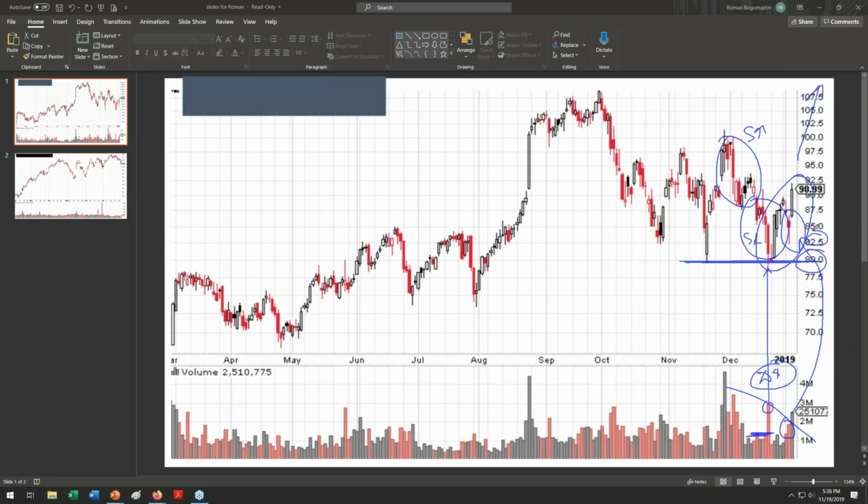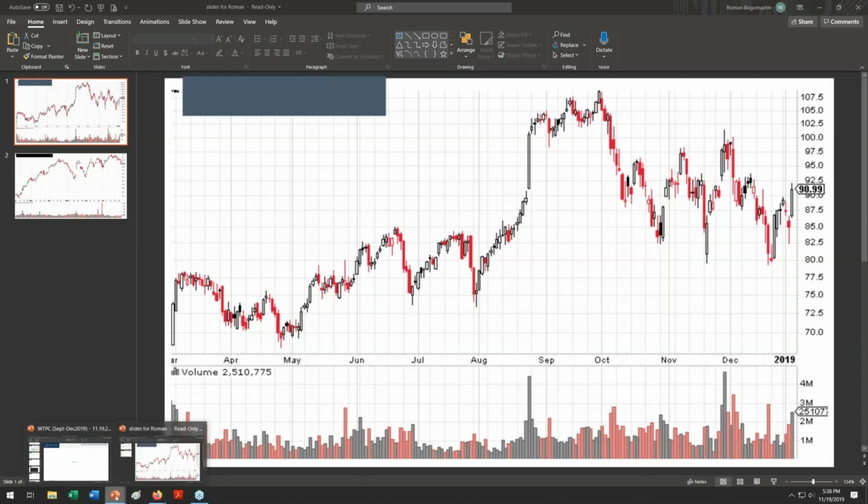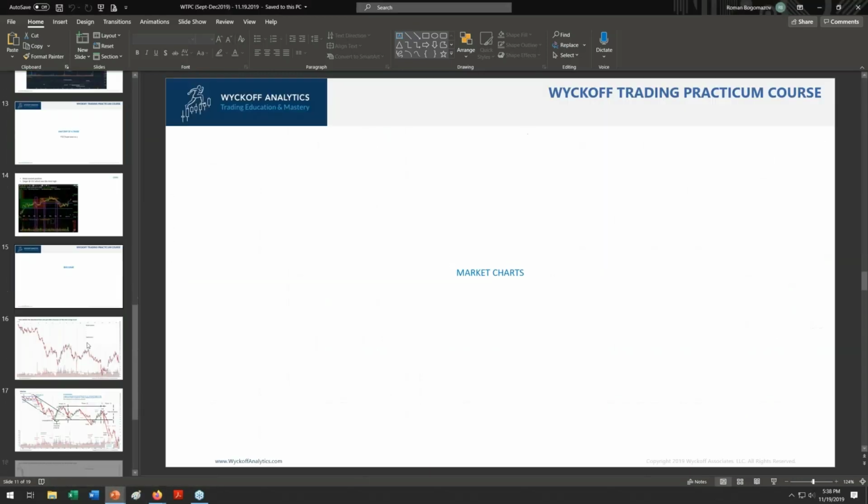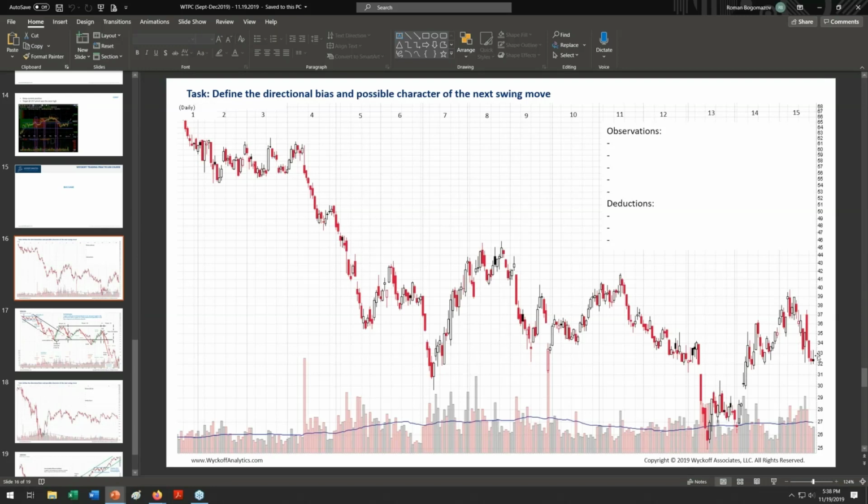Right, and the confirmation of a failed test would be if price progressed through the $80 mark towards the downside. Yeah, so for instance, we would have something like this, where the price progresses to the downside, has that increase of the supply, and then tries to rally back into the trading range.